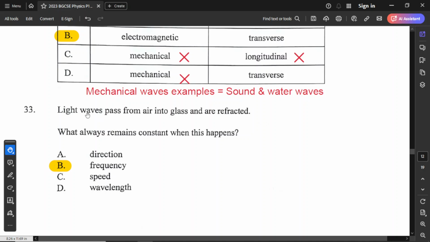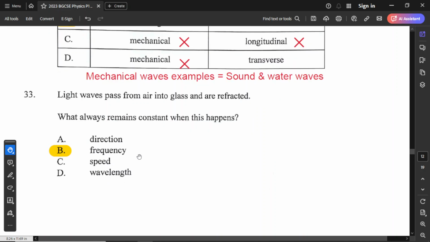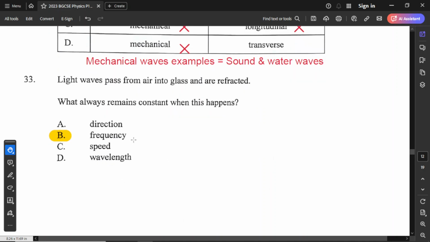Now for 33, it's light waves pass from air into glass and are refracted. It asks what always remains constant when this happens, and that's frequency, because the frequency is how fast the wave is propagated. So that is not changing, but what may change will be direction, speed, and also wavelength, because those things will change based on the medium.